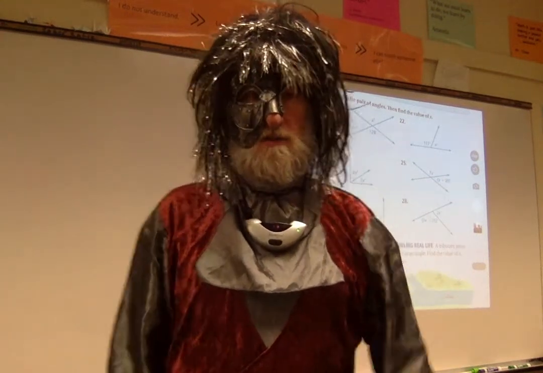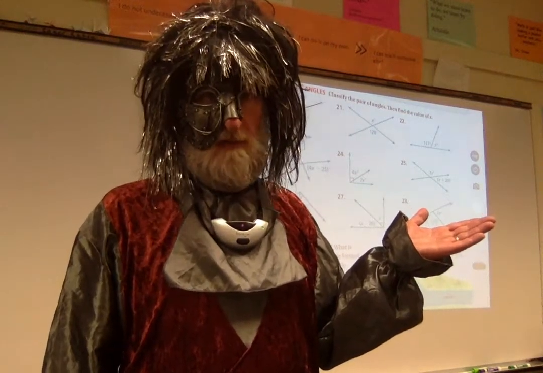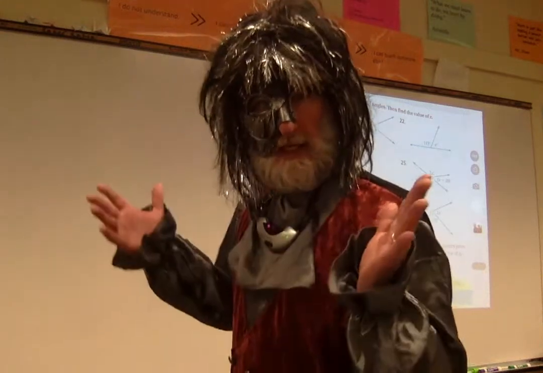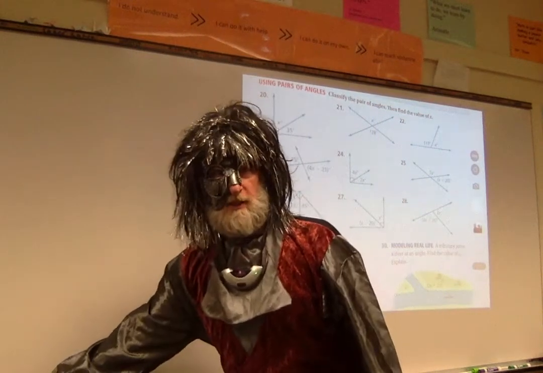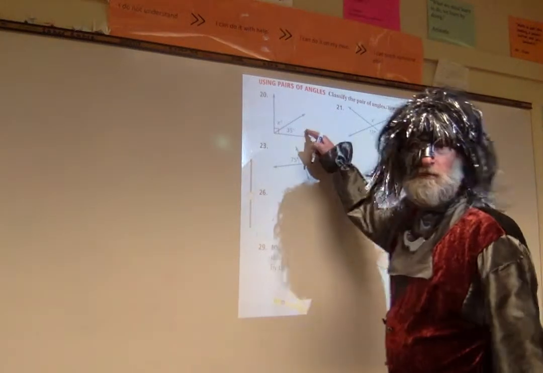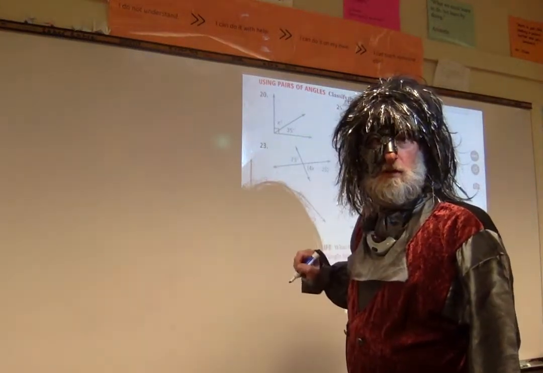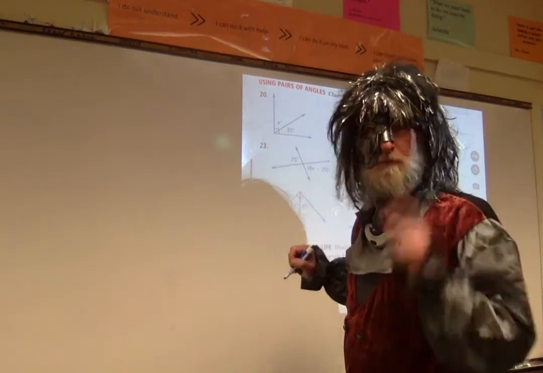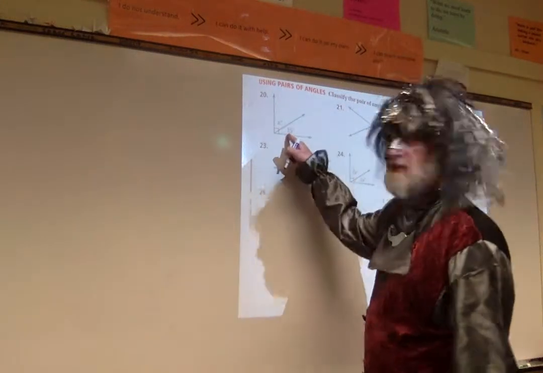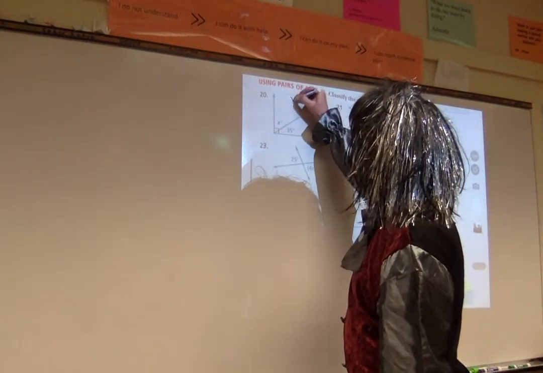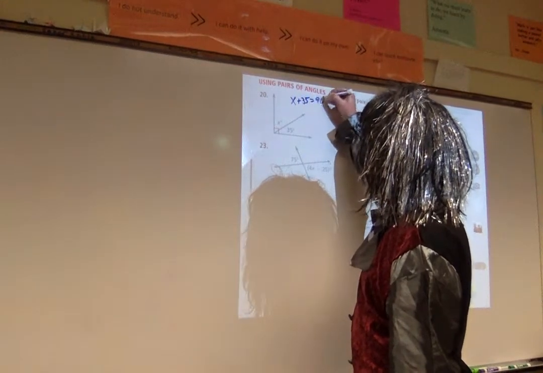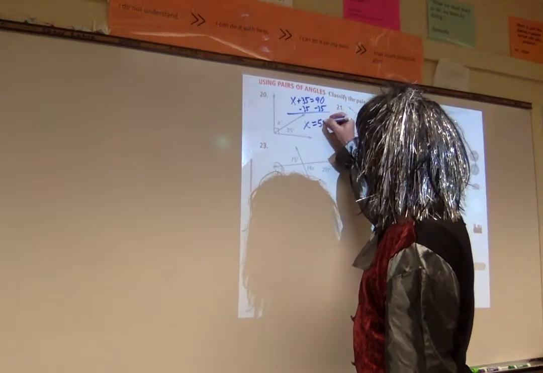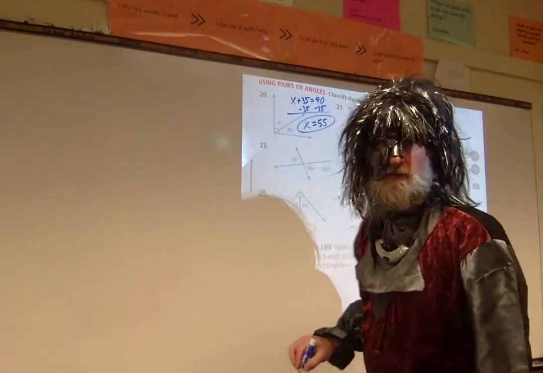Here we go, everybody. Let's review Section 9.5, Part 2. Finding the variable x using angles. Please pay attention. Number 20 looks to be complementary. Complementary means they must add up to 90 degrees. If x plus 35 equals 90, I will subtract 35 from both sides, proving that x is equal to 55.